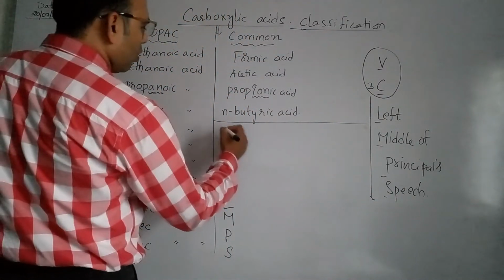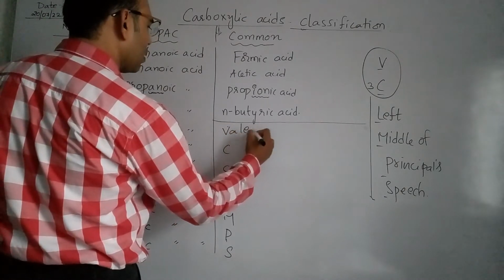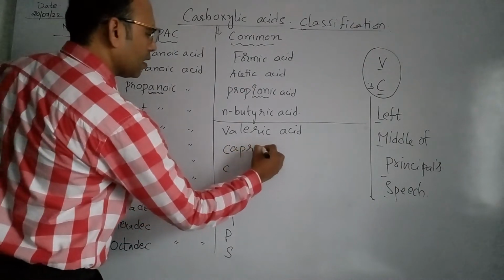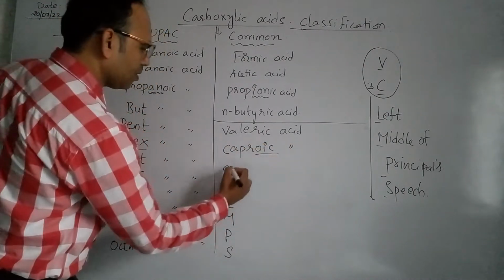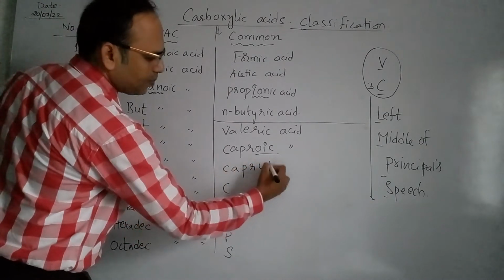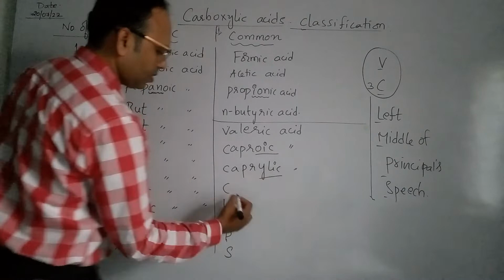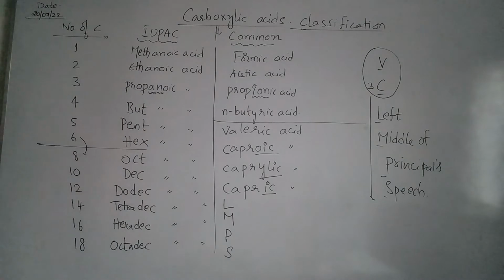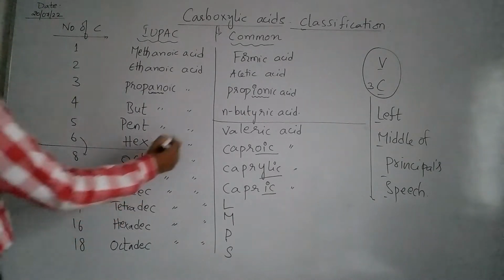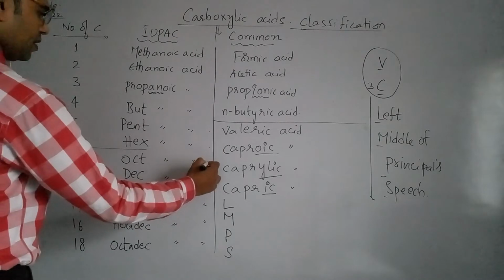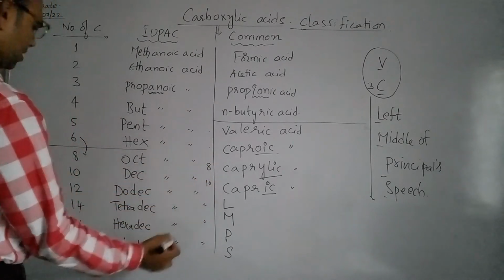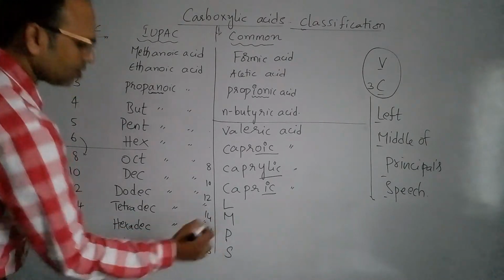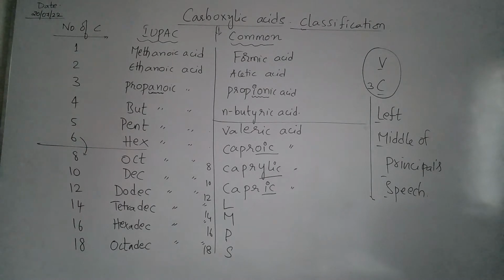Now what is V here? Valeric acid. This is caproic acid. Next, caprylic acid. Next, capric acid. So hope you are able to follow. So this is 5, this is 6 and 8 carbons. Next 10 carbons, 12, 14, 16, 18. For your convenience, I have written the number of carbons here.